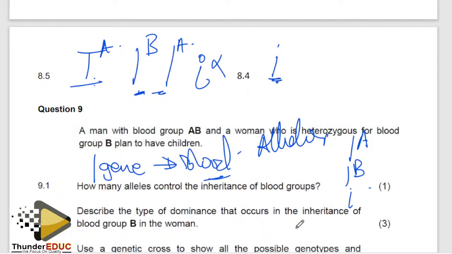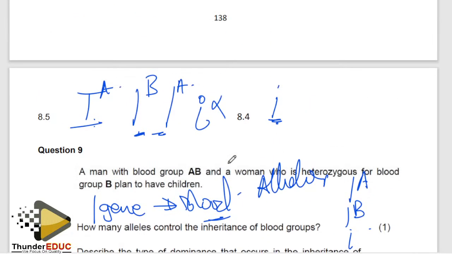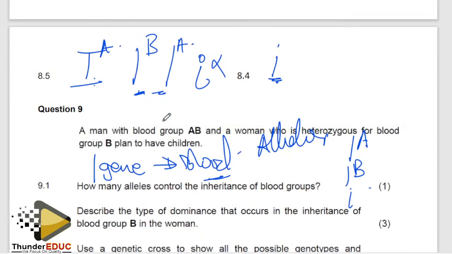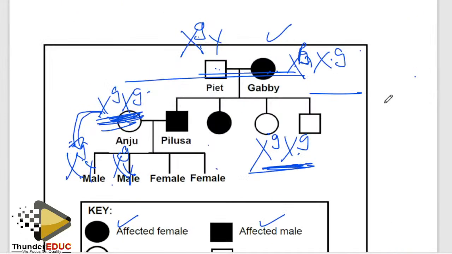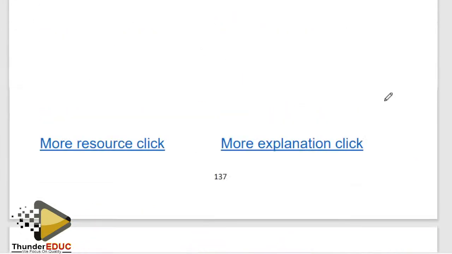We go to the next part, where they're asking you how many genotypes. Oh, before I go back, guys, there's something I forgot.